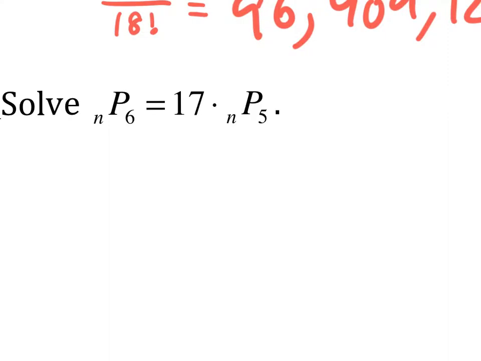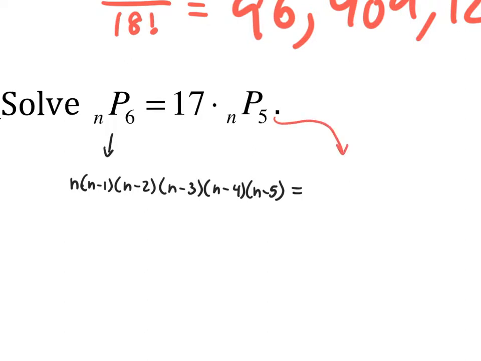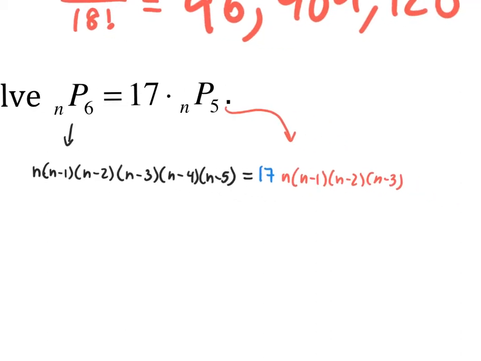Well, first off, we need to know what we mean by things. Remember what this means right here. This specifically means n times n minus 1 times n minus 2, and I'm going to do this until I have 6 numbers total, minus 4 and n minus 5. So let me count them up: 1, 2, 3, 4, 5, 6. I have 6. Equals, and I'm going to interpret what that means. That means n times n minus 1 times n minus 2, n minus 3, and lastly, n minus 4.